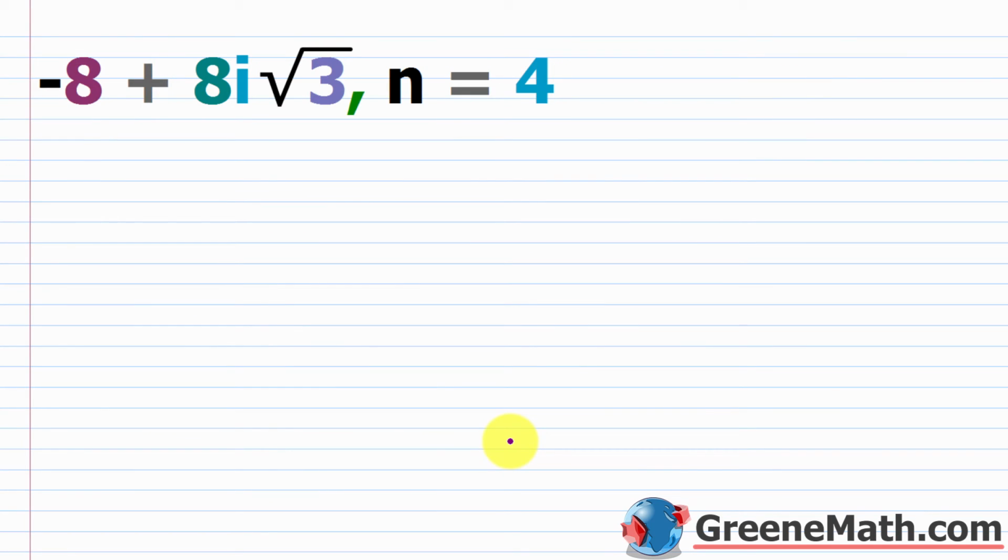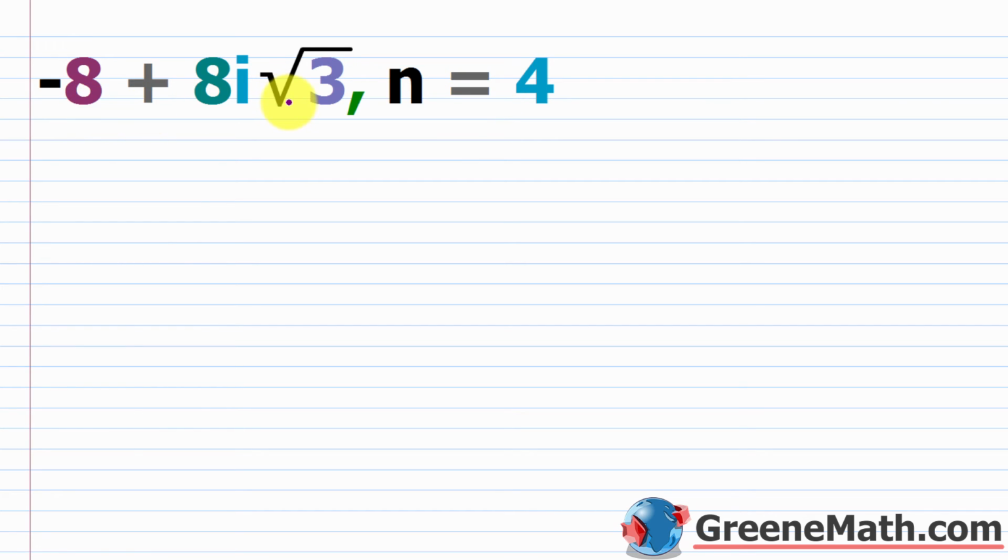I think this is going to be pretty easy for us at this point, but I want to throw something in here. Sometimes your book will ask you to graph the roots on the Argand diagram or the complex plane. So let's go ahead and do this. So we have -8 plus 8i times square root of 3. Again, n is going to be 4. So I'm looking for the four fourth roots.